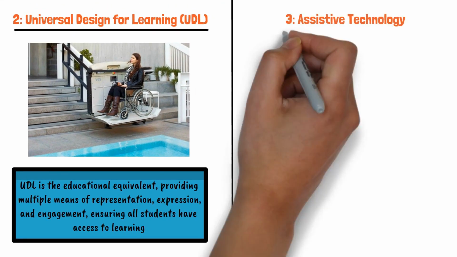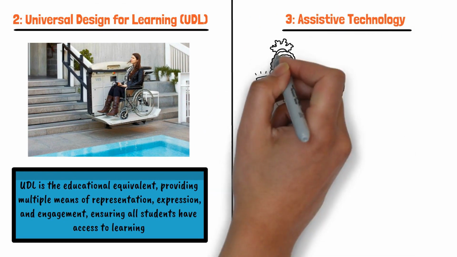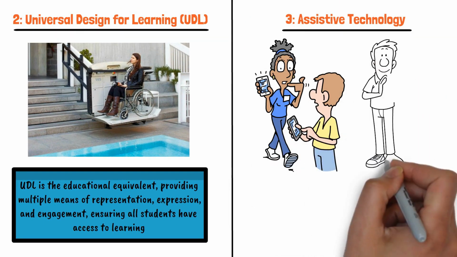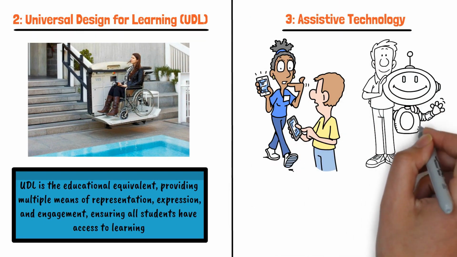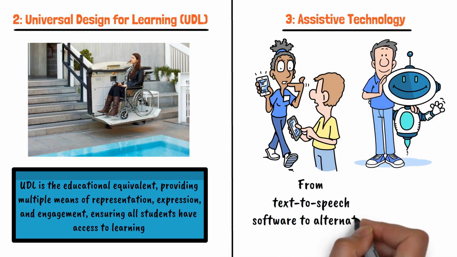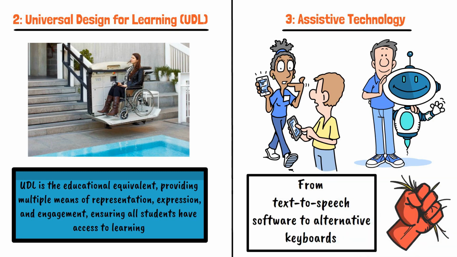Three, assistive technology. In a world where technology bridges gaps, assistive devices and software are the bridges, helping students with significant learning needs cross over obstacles in learning and communication. From text-to-speech software to alternative keyboards, technology can be the key to unlocking a student's potential.